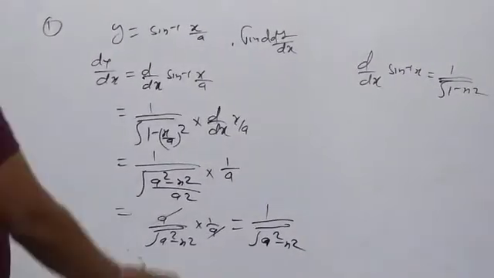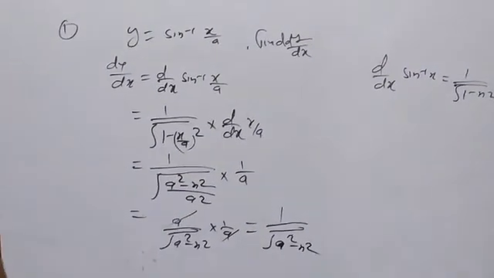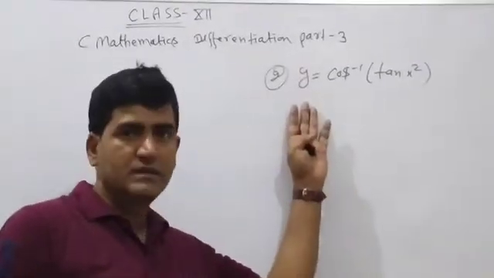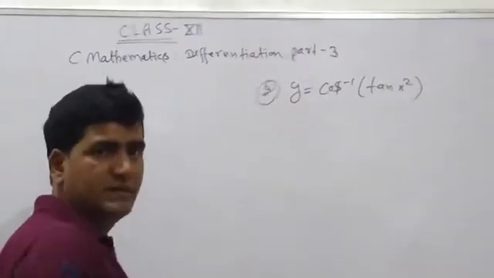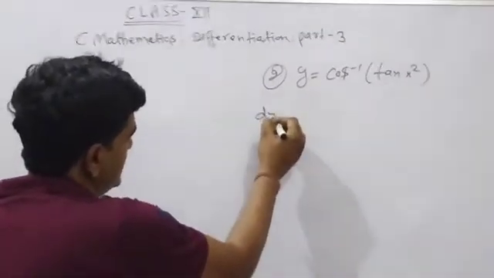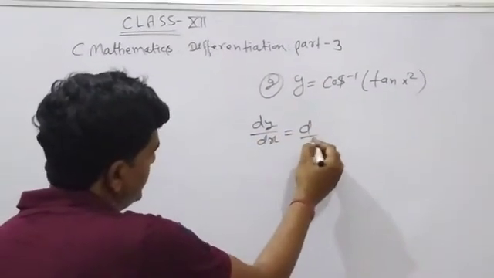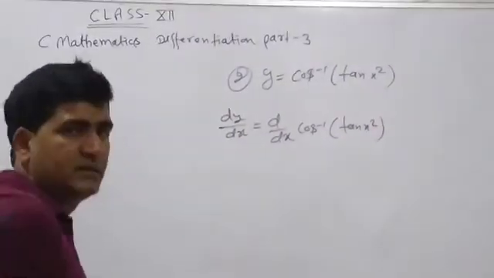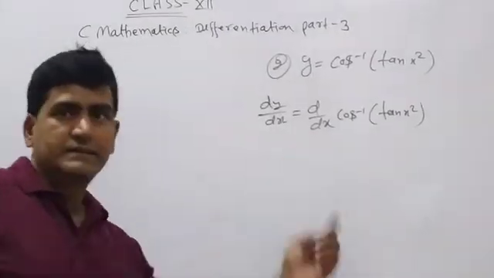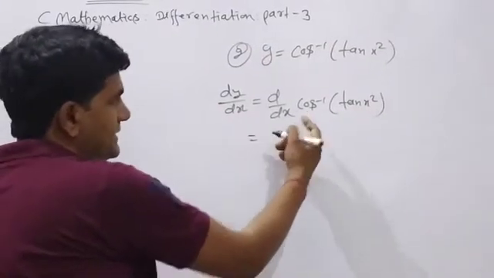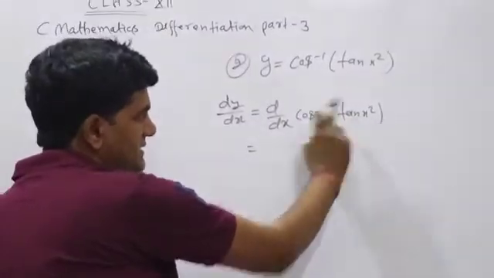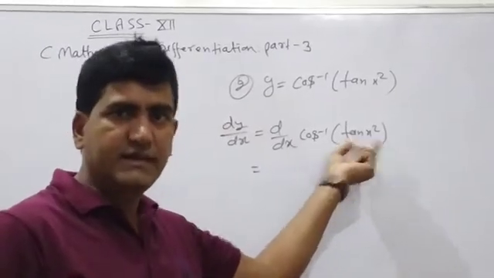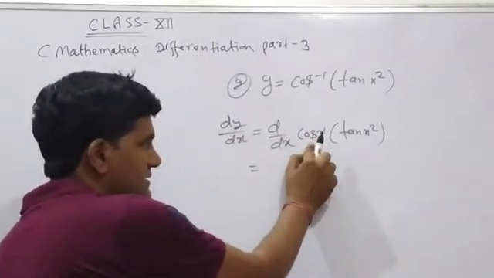Clear? This example. Then the second example is also going to be told here. This is the second example. In this example also we have to find dy by dx. It means dy by dx is equal to d by dx of cos inverse of tan x square. Clear? After that, cos inverse tan x square. Cos inverse is the outer function and tan x square is the inner function. Then first of all we have to use the outer function, after that the inner function.